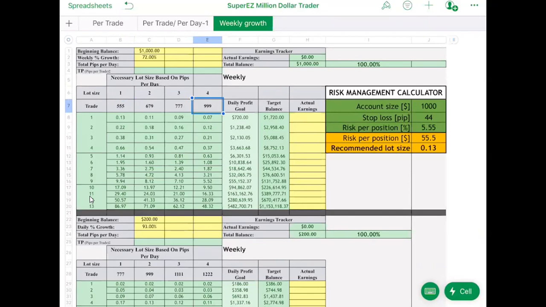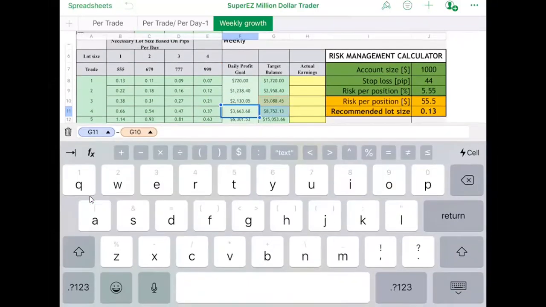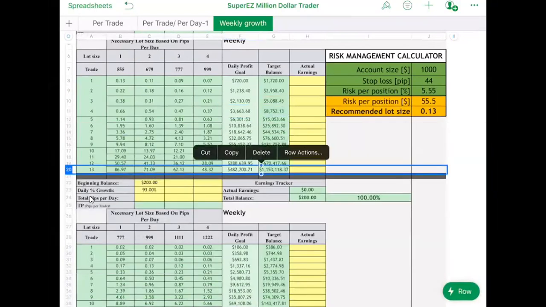Having said that, this would obviously be your lot size. This is your daily goal, or more accurately, your weekly goal. So at the end of the week, you would have earned $3,000. The idea is that within approximately 12 weeks, a little over three months, you would have hit $1 million.